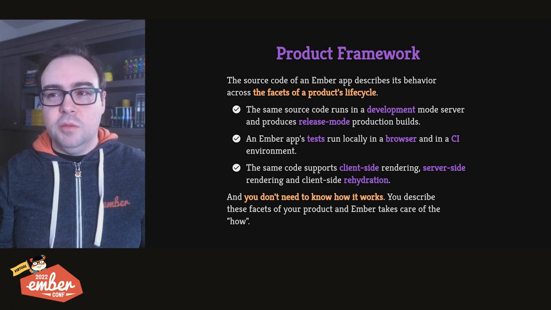A product is developed, tested, continuously integrated, and released to production. So Ember's authoring format and its public APIs support all of those modes. Your route, component, and service definitions run in a development mode server with assertions and other niceties that are too slow to run in production and are then automatically stripped out if you ask Ember to build a production build.